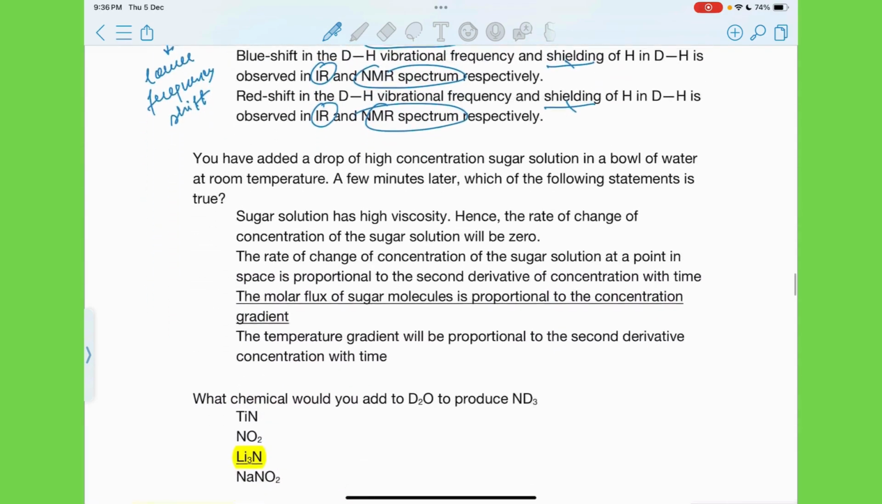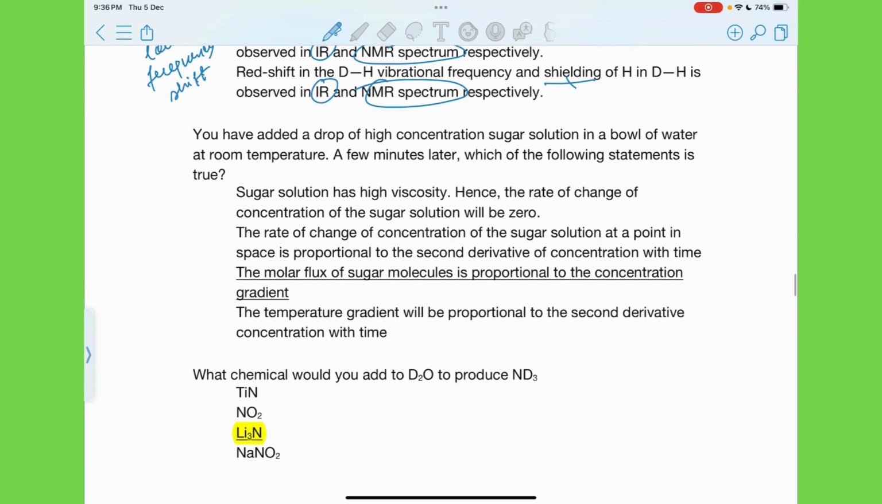The next question says, if you have added a drop of high concentration sugar solution in a bowl of water at room temperature, a few minutes later, which of the following statements is true? Okay, so a high viscosity may slow down the diffusion process, but it will not make the rate of change of concentration 0. So this option is wrong.